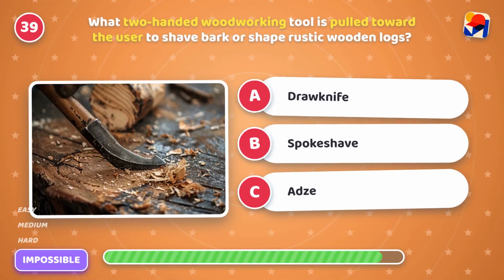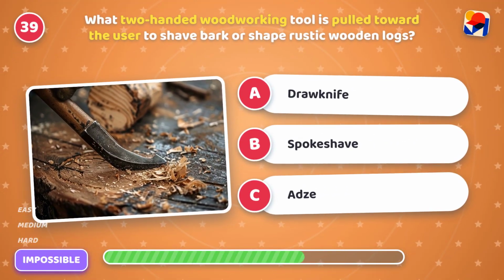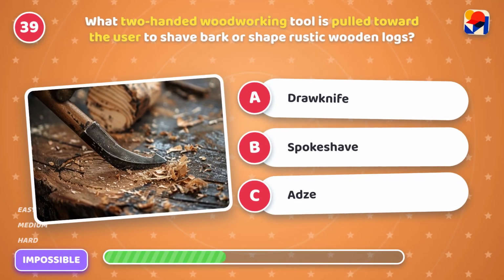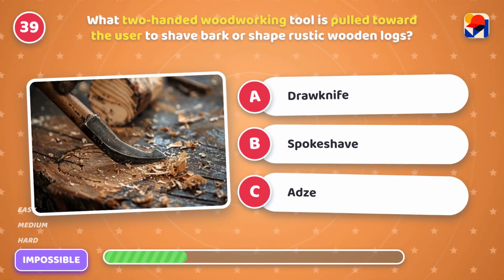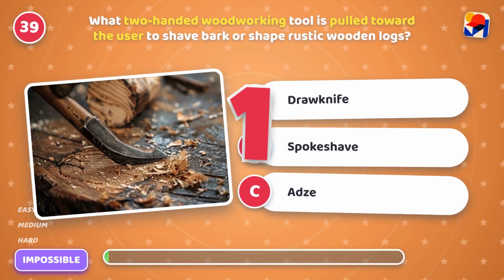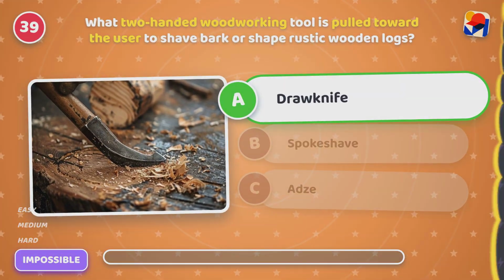What two-handed woodworking tool is pulled toward the user to shave bark or shape rustic wooden logs? Is it A, draw knife, B, spoke shave, or C, adze? It's A, draw knife. It shaves wood efficiently.